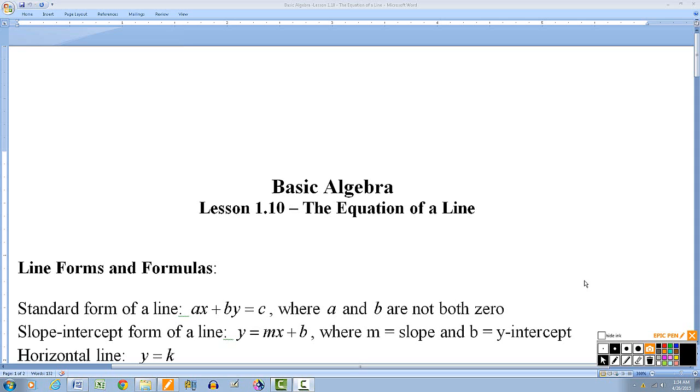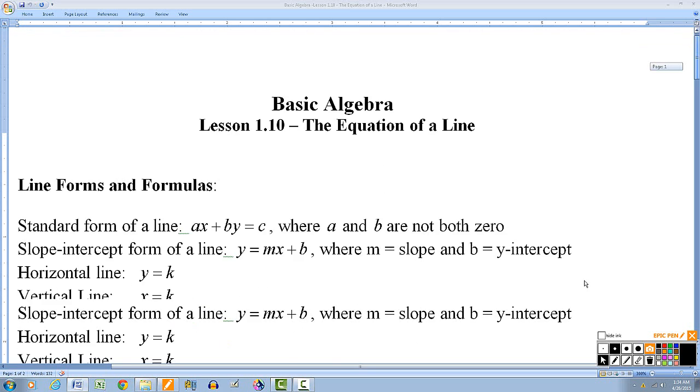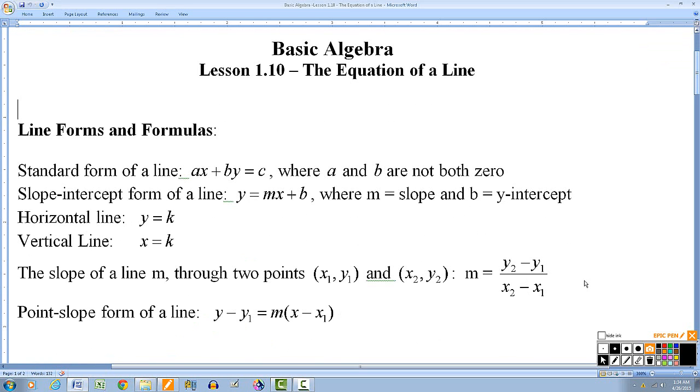So in the last video I went over the standard forms of a line. We looked at the standard form, which is ax plus by is equal to c. The slope-intercept form of a line, y equal to mx plus b, where m is the slope and (0, b) is the y-intercept. We talked about horizontal lines having the form y equal k and passing through the point (0, k). Vertical lines having the form x equal k and passing through the point (k, 0).